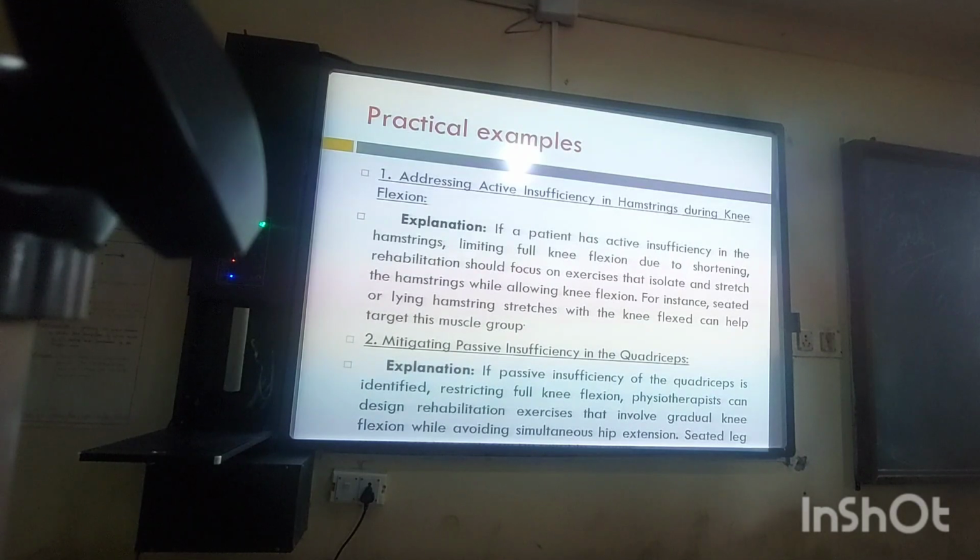Now हम hamstring की stretching के लिए active insufficiency देख चुके. अब हम passive कैसे देख रहे हैं? Passive insufficiency of quadriceps. If the passive insufficiency of the quadriceps is identified, restricting full flexion, physiotherapists can design rehabilitation exercises that involve gradual knee flexion while avoiding simultaneous hip extension. हम ये seated position, sitting leg position के अंदर करते हैं.